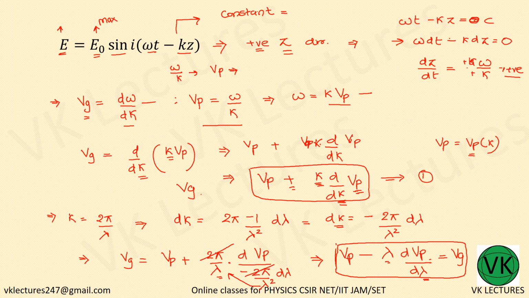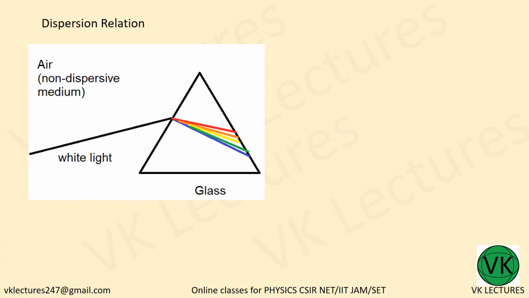Now this equation is the famous equation called the dispersion relation. This will tell you whether a medium is a dispersive medium or not. So this is called the dispersion relation. Before going on, let us once again write down the dispersion relation. What was the dispersion relation? Vg equal to Vp minus lambda dVp by d lambda.